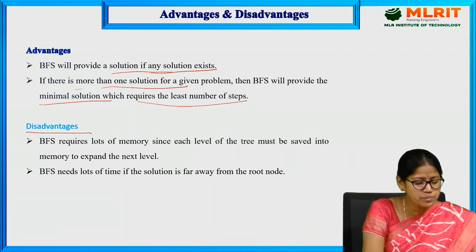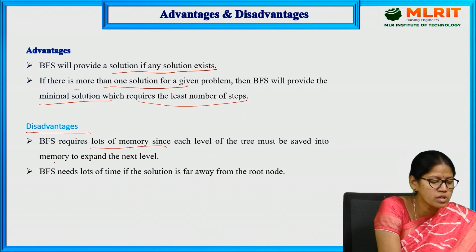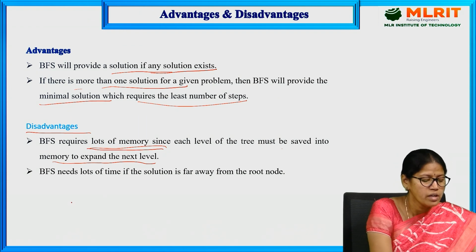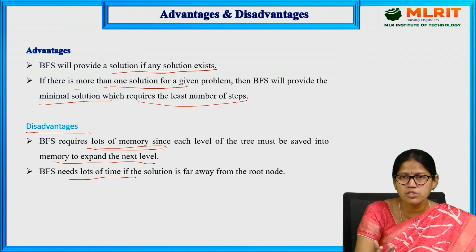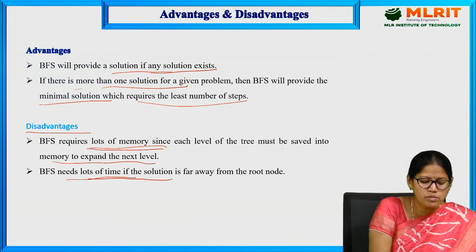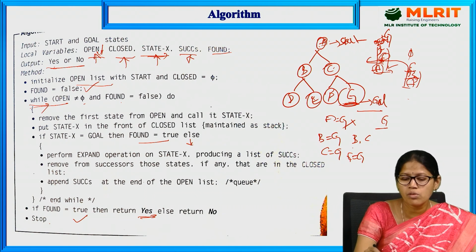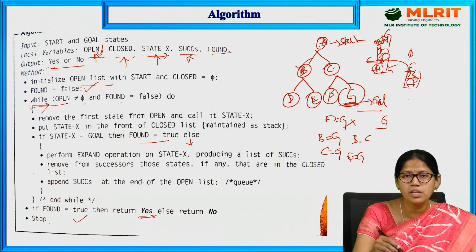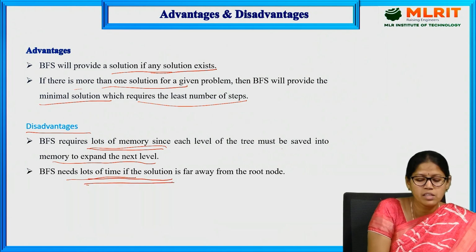Disadvantages. So here lots of memory is required, since each level of the tree must be saved into memory to expand the next level. Next, BFS needs lots of time. If memory is required, it means we need to explore each node, so of course it will take lots of time. If the solution is far away, for example, in this case G is the goal node. If you take B as the goal node, then the time decreases to search for B as the goal node. So if it is far away, then it will take lots of time.